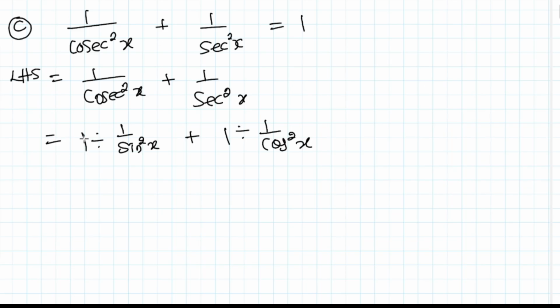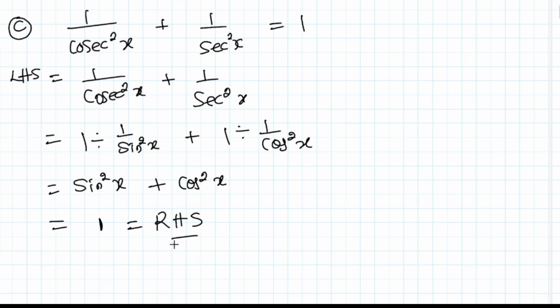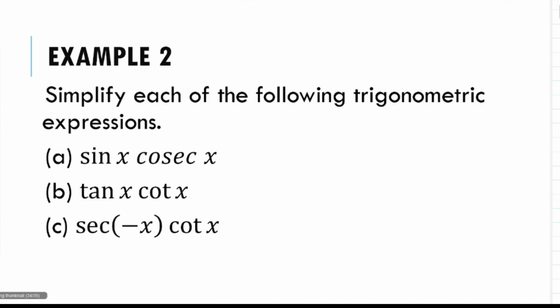And then the division will turn the fraction upside down. So this is sine square x plus cos square x, okay. And then you know that this expression is always equal to 1, which is equal to the right hand side. And that is proved, guys. So very simple, very simple. Just substitute the fundamental identities, and you can always simplify the expressions, okay.